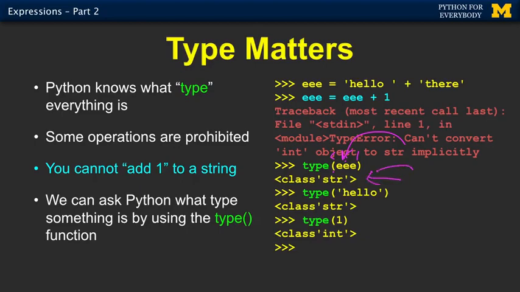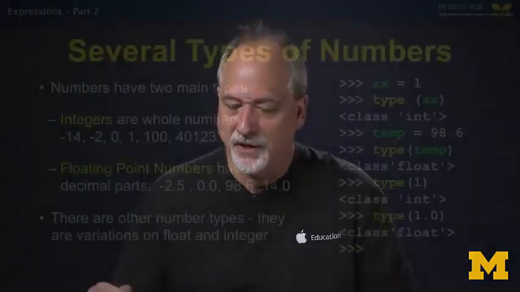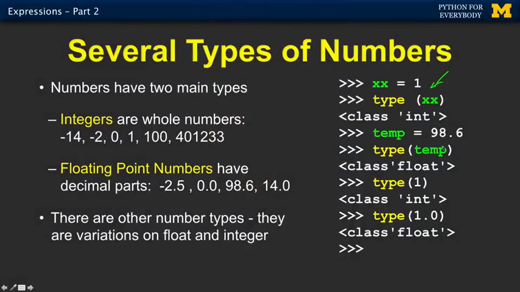What is the type of the constant, quote, hello, quote? That's a string. What is the type of the constant 1? That would be an integer. And so Python keeps track of the value of variables and constants, the value and the type of it. And so we have to manipulate this and be aware of this as we move forward. There are several types of numbers that we've already been implicitly playing with. Like I said, you can give a variable to type, or you can give a constant to type.